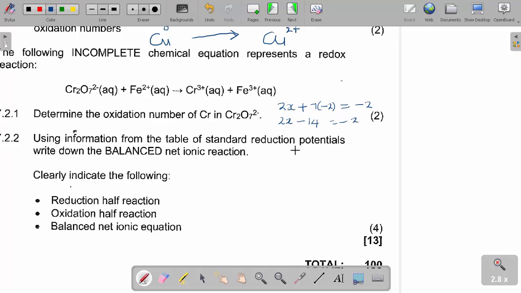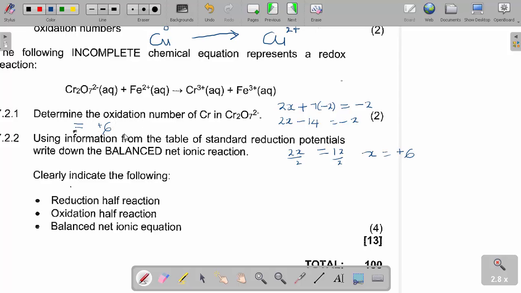So -14 becomes what? -14 becomes positive. So what's -2 plus 14, guys? I get positive 12. I divide by 2 both sides, which gives me x equals to what? X equals to positive 6. So my answer is positive 6 here, which means that the oxidation number for chromium is positive 6 in this dichromate ion.